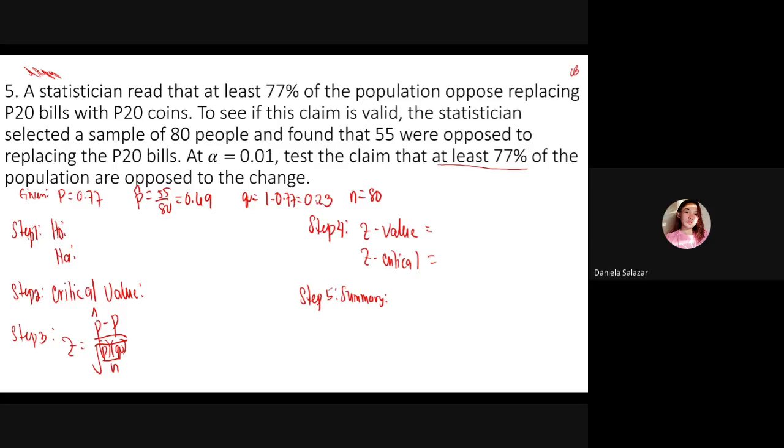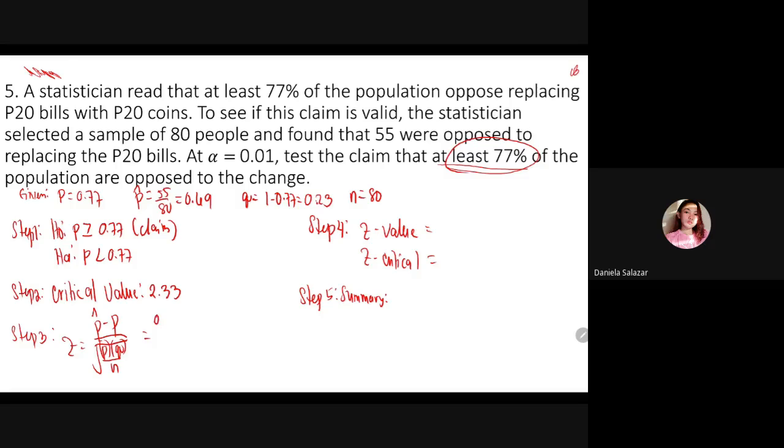So step 1, what's the null hypothesis? The null hypothesis is greater than 0.77. That's correct. Greater than or equal, because of this, at least. Alternative po is less than 0.77. So this is the claim. So what's the critical value? 2.33 po. It's 2.33 class because it's one-tailed. Yes po, it's one-tailed.